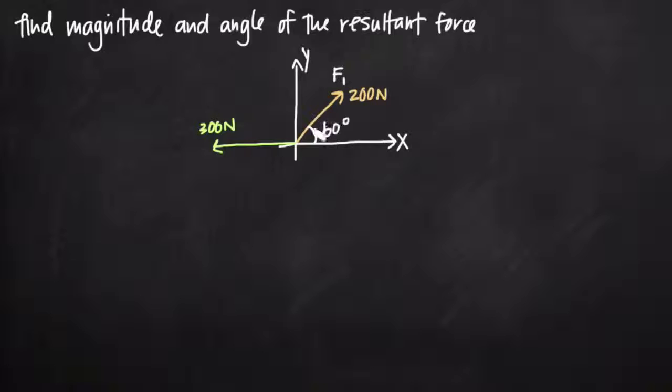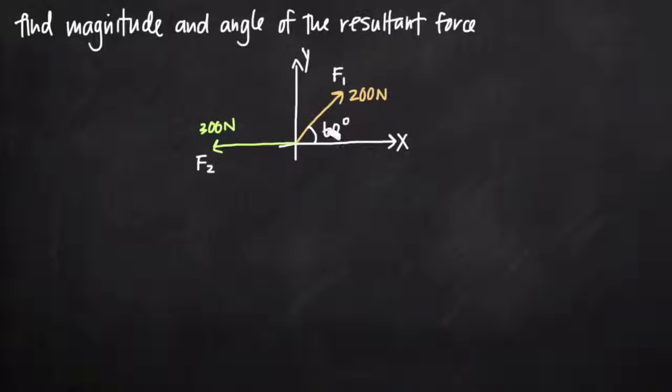is 60 degrees. Then we have this other force, which we'll call F sub 2, acting in the negative direction of the x-axis with a magnitude of 300 newtons. If you imagine that these two forces are pulling against each other, what we want to do is find the resulting force of these two forces and the angle between that resulting force and the x-axis.